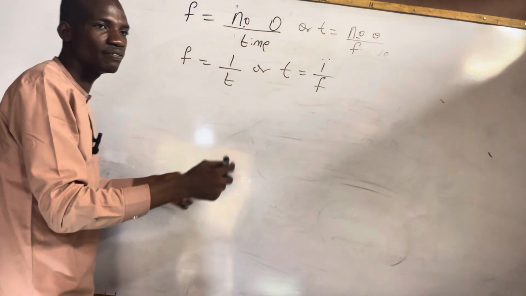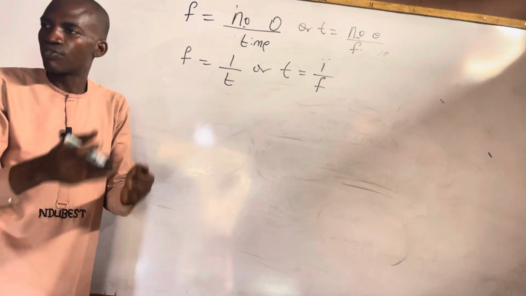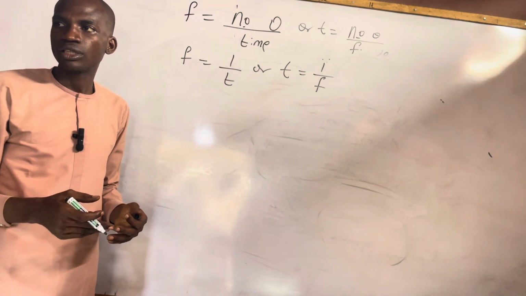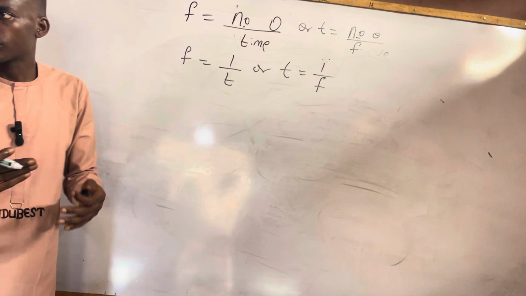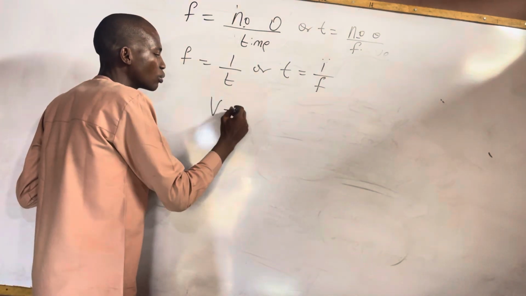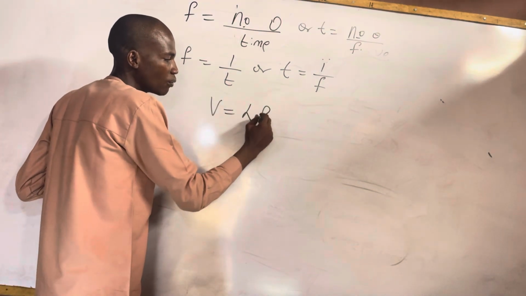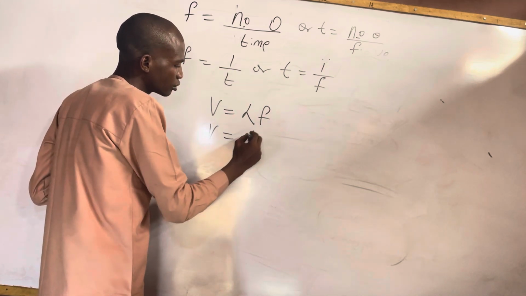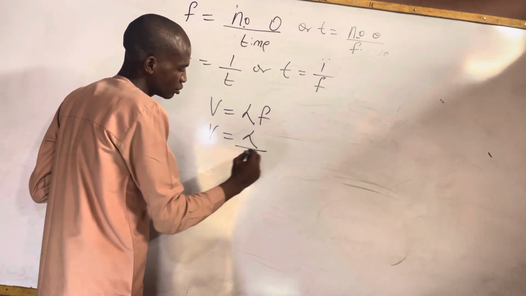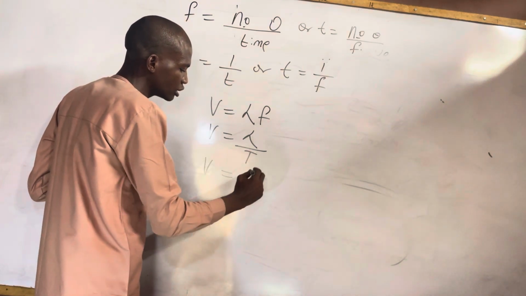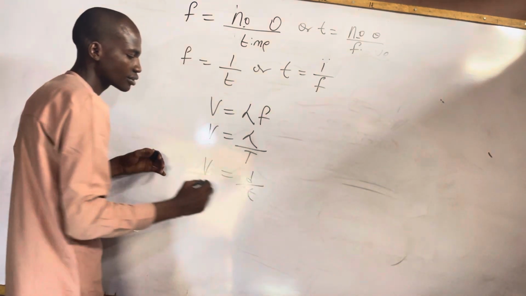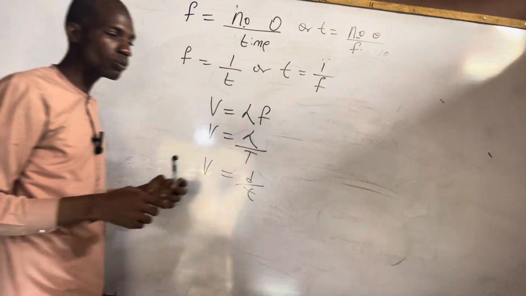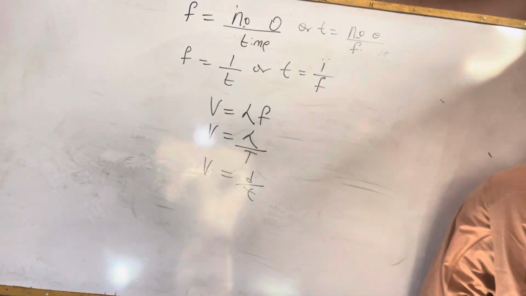When I tell you the formula connecting frequency, velocity and wavelength, do you understand? We have three formulas that connect the three of them: velocity is equal to wavelength times frequency. Or velocity is equal to distance over time. Just know this formula so that it will help you to solve any question.